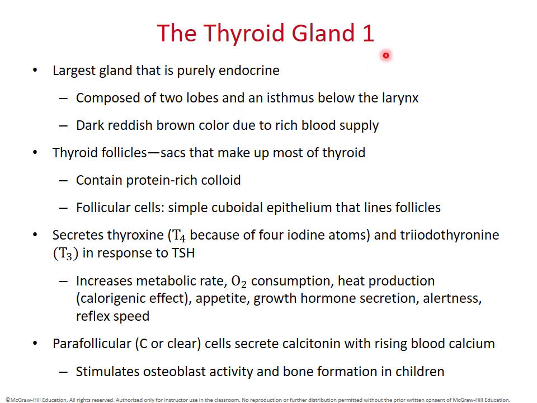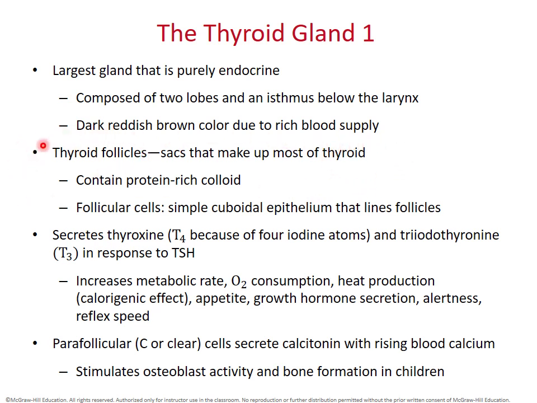Okay, and we come to the thyroid gland. The thyroid gland is the largest gland in the body that's solely endocrine. The pancreas is larger, but remember, the pancreas also is an exocrine gland as well. The thyroid gland consists of two lobes that sit on either side of the trachea below the larynx, so it's up in your throat. And histologically, it's a very distinctive organ.